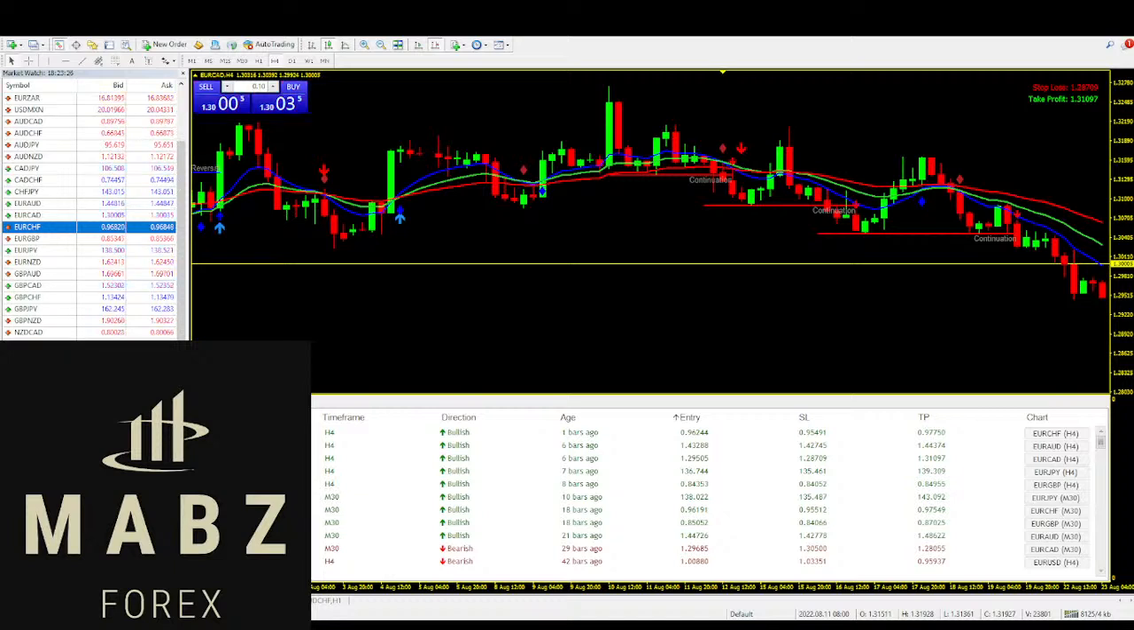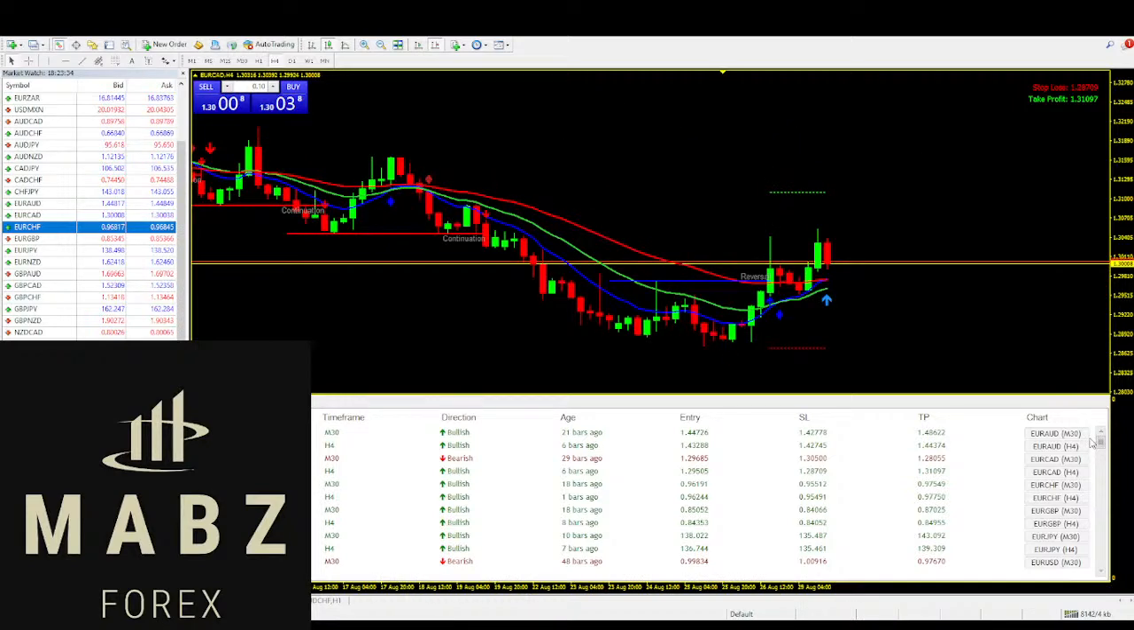Okay, symbol, not time frame. Symbol. All right. Okay, now it's set up properly. Let's just start properly, maybe from the top. Okay, start with Euro AUD.